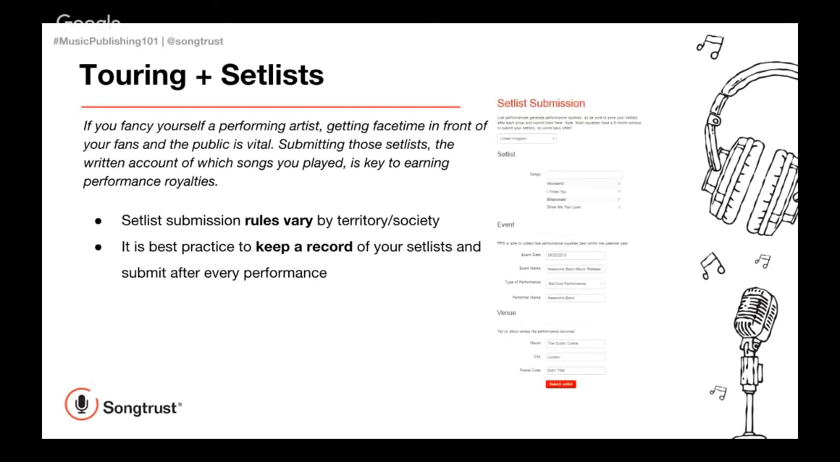So if you're touring worldwide, make sure to submit your set list to the territory where all of your shows were. Over here on the right-hand side is the setlist submission tool on the Songtrust website. And when CJ goes through the demo of the site later, he'll show you this as well. But we have this here for our clients to tell us all the information that the societies require about their shows, and we'll submit the set list to collect performance royalties.